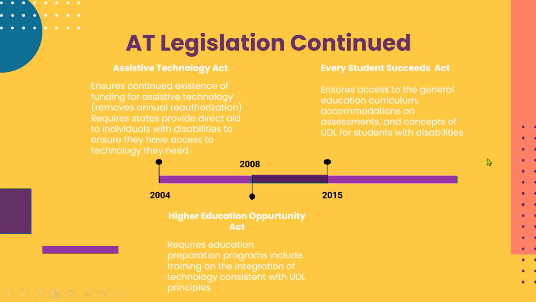Continuation of that legislation includes another reauthorization or amendment to the Tech Act, which is the Assistive Technology Act, which ensured continued existence of funding for assistive technology for those who are disabled. The Higher Education Opportunity Act also created training and integration of technology consistent with UDL principles. We'll talk about UDL later on. And the Every Student Succeeds Act was created in 2015 to ensure access to general education, accommodations, and assessments, and concepts of UDL for students with disabilities.